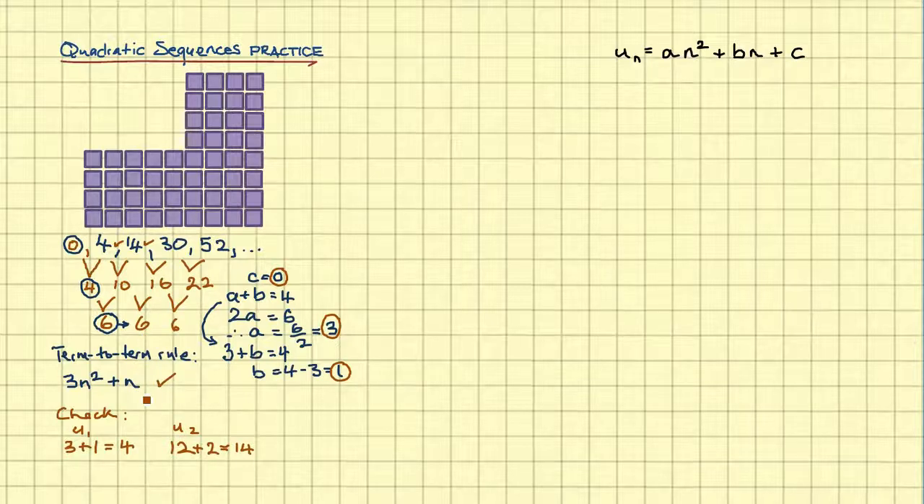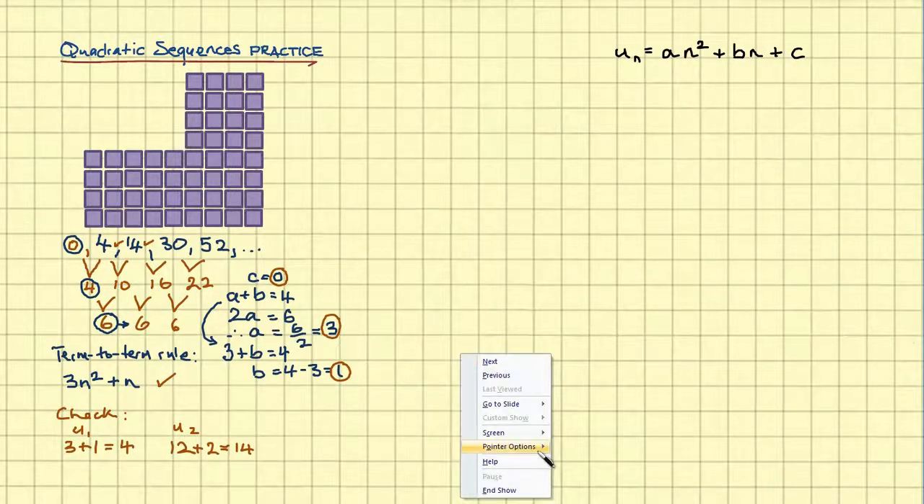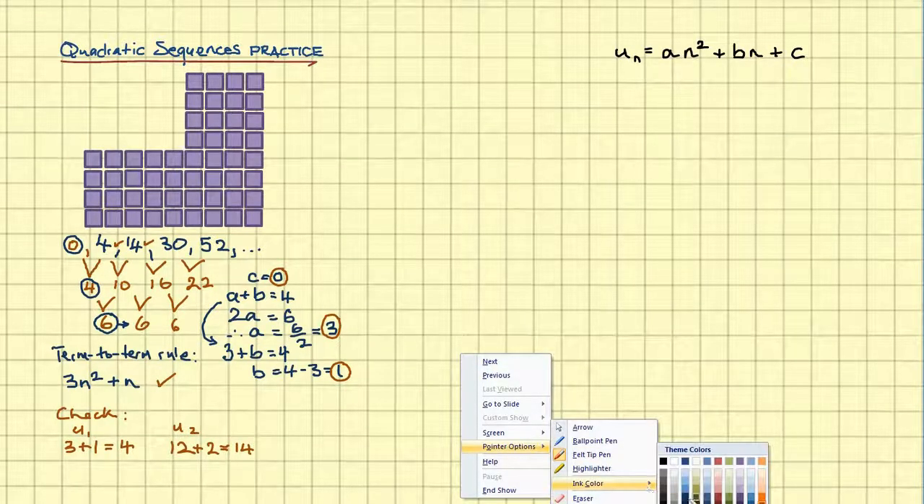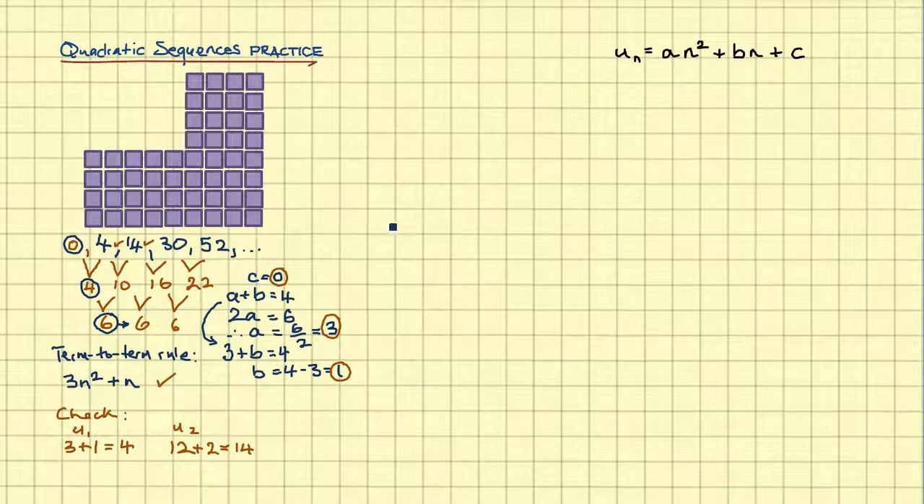And then we could use it to find higher terms. If we wanted to find the 10th term, for example, we could just plug n equals 10 into this and find the 10th term. So this is our key to answering all sorts of other questions, but we've arrived at it fairly simply, and we have checked that we've got the right answer.